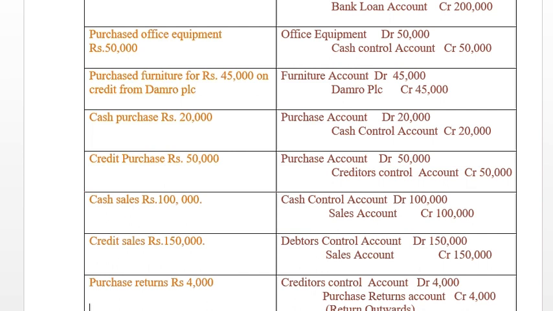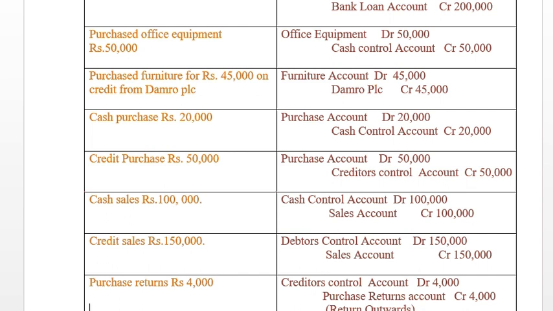Next one, cash sales rupees 100,000. Here, sales means income. Earlier I told you, purchase means expense. Sales we have to consider as income. So if income increases, according to the double entry principle, it should be credit. Then sales account credit 100,000, where to debit? Yes, cash control account debit 100,000, because due to sales we are getting money, we are getting 100,000 cash.